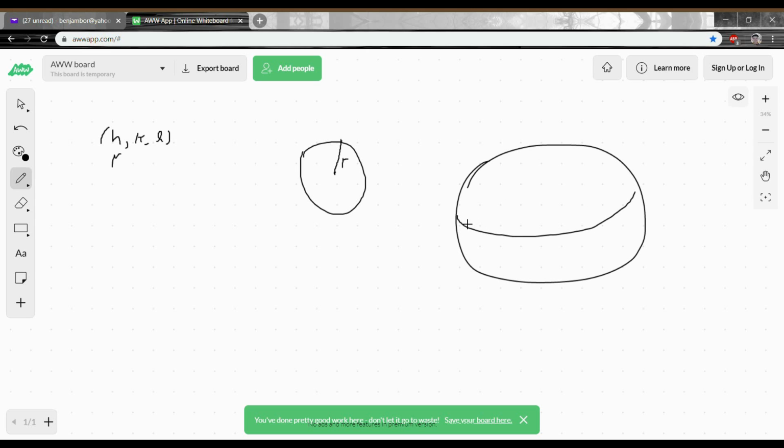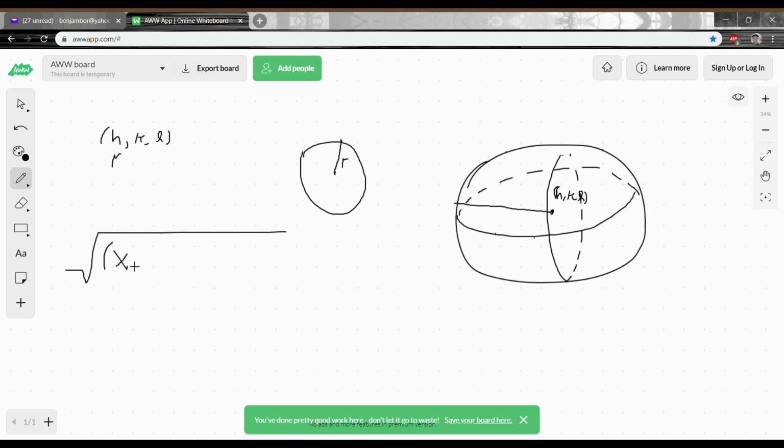Let's try to draw a sphere. That's not so bad, actually. When a sphere has a center of h, k, and l, it will have infinite points x, y, and z that are on the surface of the sphere, and each of those points is an equal distance r away from the center. So this relationship leads us to the equation: square root of (x minus h) squared plus (y minus k) squared plus (z minus l) squared is equal to r.